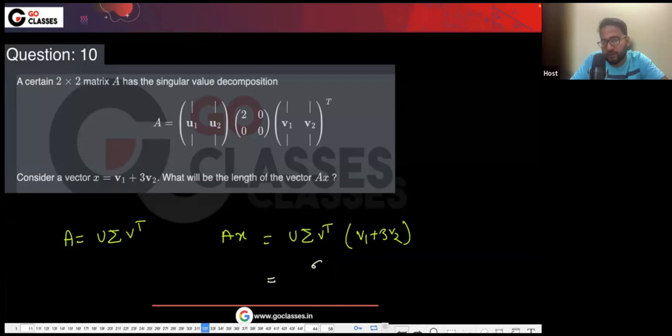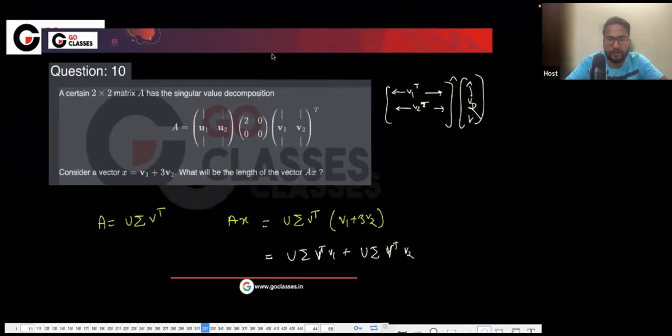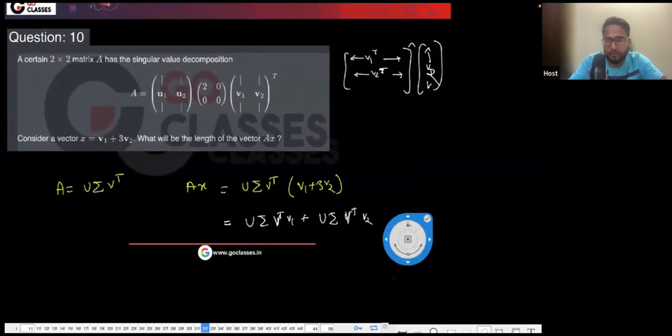Okay, let me do it step by step. See, this is U sigma V transpose v1 plus U sigma V transpose, this is capital V, right? Capital V transpose v2. If you write capital V transpose, this is v1 transpose, this is v2 transpose, like this, right? If you multiply this with v1, you will get the first standard vector. If you multiply this by v2, you will get the second standard vector, right? So it will be the first standard vector multiplied by U sigma, and the first standard vector, right? So it will be something like this.